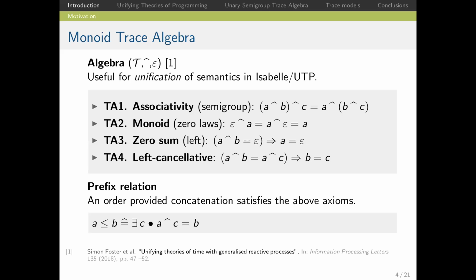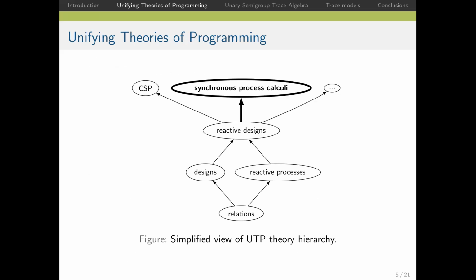So how does this relate to the UTP? As I said, the UTP is a relational framework suitable for giving semantics to different programming paradigms. Here's a tree that sketches some of the theory dependencies in the UTP. So relations are at the very bottom, and then from relations we define the theory of designs that characterizes total correctness, and also a theory of reactive processes where we have these traces.